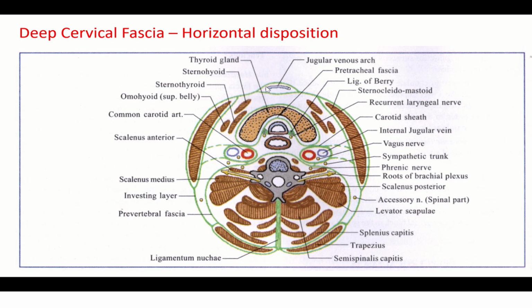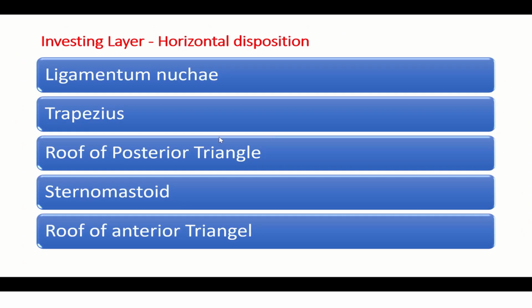And here you can see the splitting of this investing layer to enclose the suprasternal space of Burns. Again, I'll trace it for you: ligamentum nuchae, two layers to enclose the trapezius, then a single layer to form the roof of the posterior triangle, then again two layers to enclose the sternocleidomastoid, then again a single layer to form the roof of the anterior triangle, and just above the sternum two layers to enclose the suprasternal space of Burns. So: ligamentum nuchae, trapezius, roof of posterior triangle, sternomastoid, and roof of anterior triangle.